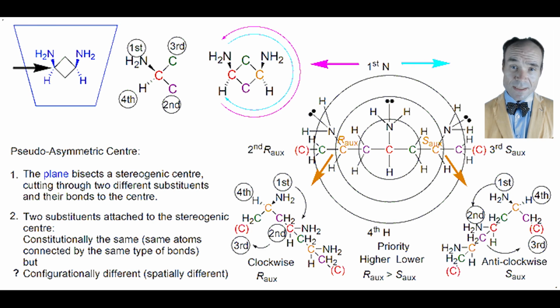The lowest priority is going back, so to consider the direction moving from highest to second to third priority, here that is anti-clockwise, which equates to S. But here that is small s, as it is a pseudo-asymmetric center. In the real molecule, if you do the full calculation, the orange carbon is also small s.